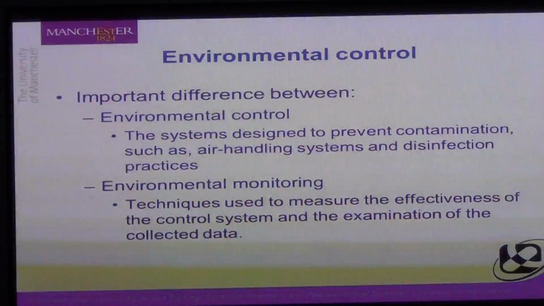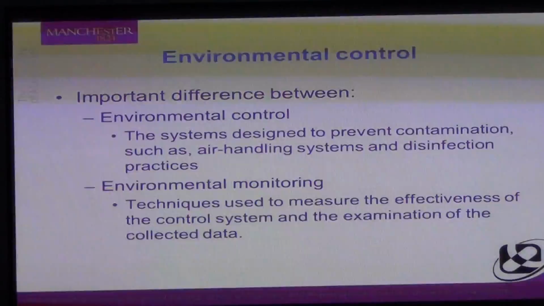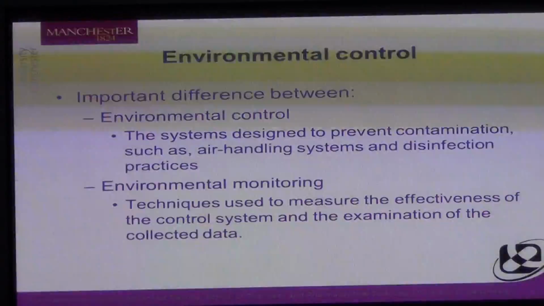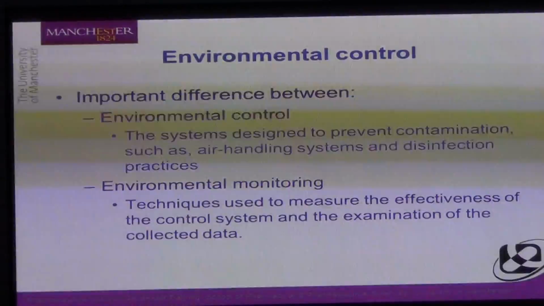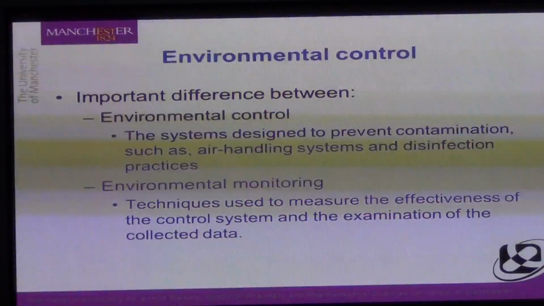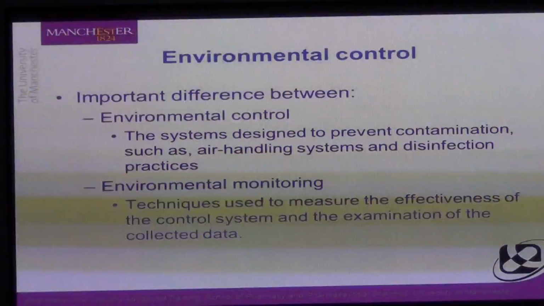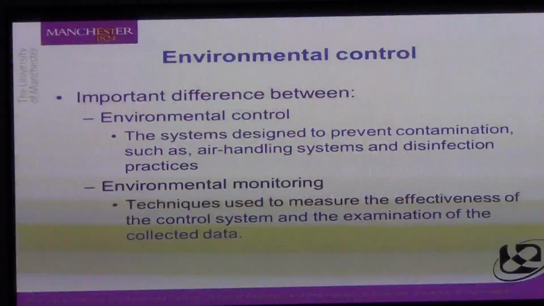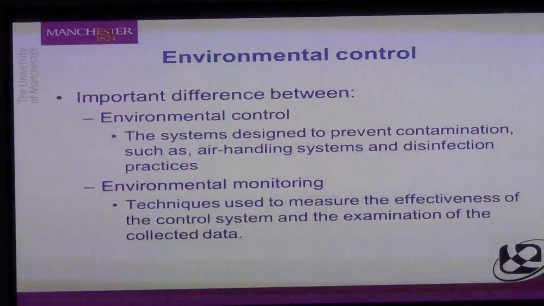And it's important to draw a distinction between environmental monitoring and environmental control. Now, environmental control can be understood as the systems designed to prevent contamination, such as air handling systems and disinfection practices, whereas environmental monitoring is all about the different methods that are used to measure the effectiveness of these control systems and then the subsequent examination of the collected data. So it's always that control comes first, monitoring comes second.